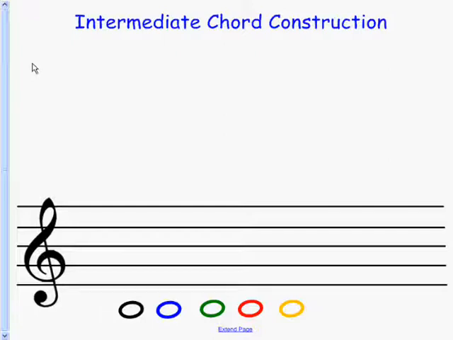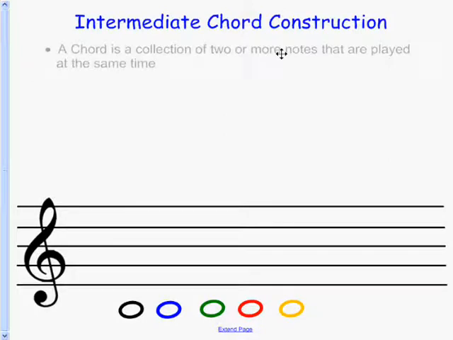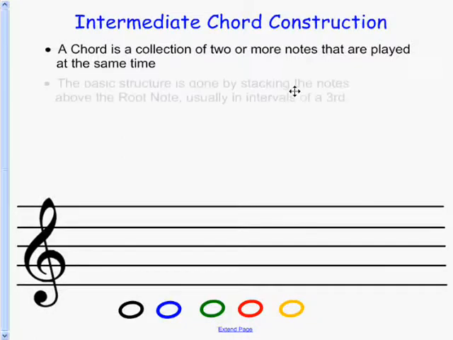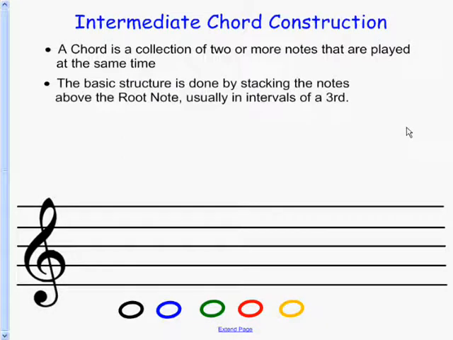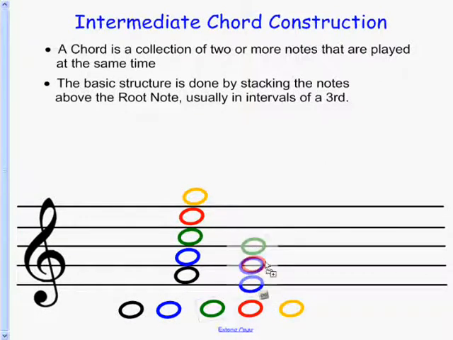Alright, in intermediate chord construction, basically a chord is a collection of two or more notes that are played at the same time. The basic structure is done by stacking the notes above a root note, usually in intervals of a third. So basically you're stacking up as high as you would like, kind of like building a really, really big snowman. And if you're on lines, it'll do the same thing. You'll just build up like so.